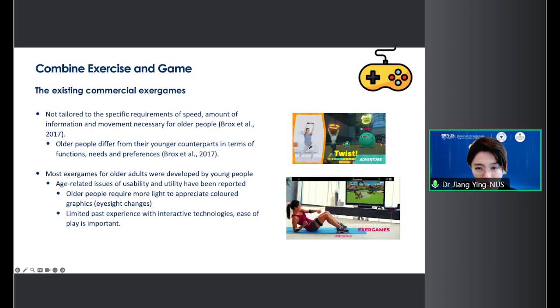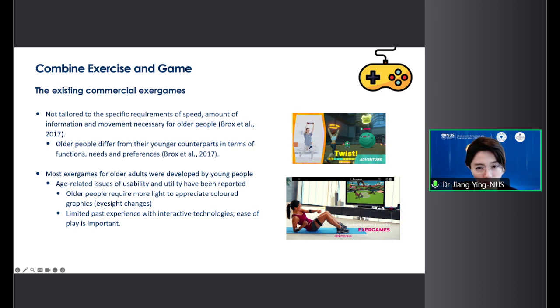So the first thing that comes to mind maybe is exergame. Exergame is not something very new, but it's quite familiar to us as well. There are a lot of commercial exergames on the market. And then especially during the COVID period, because all the facilities were closed, some people did find that playing some of the games helped them exercise at home.